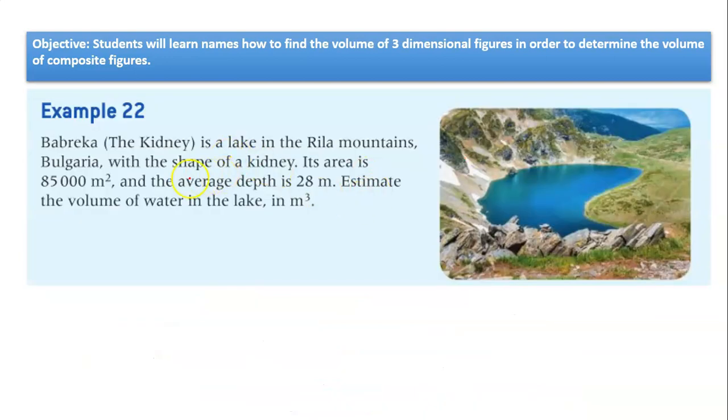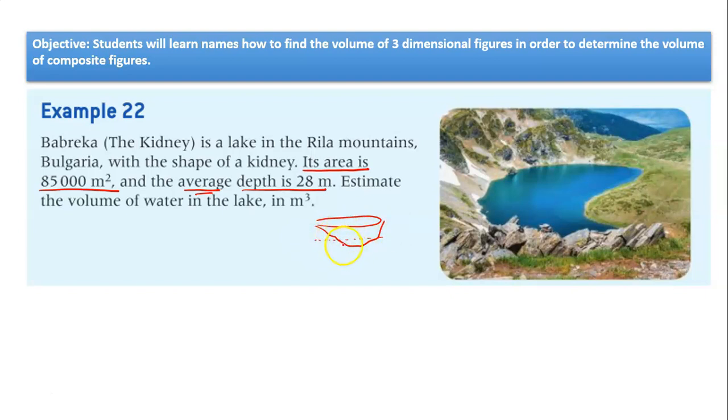Here we have an example. It says Babrika, the kidney, is a lake in the Rila Mountains in Bulgaria, with the shape of a kidney. Its area is 85,000 meters squared, and the average depth is 28 meters. So you know when you have a lake, it kind of goes like this. It gets deep in certain areas, shallow in areas. So when they tell us that the average depth is 28 meters, it's basically like saying that the depth is the same all the way across. It's always going to be 28 meters.